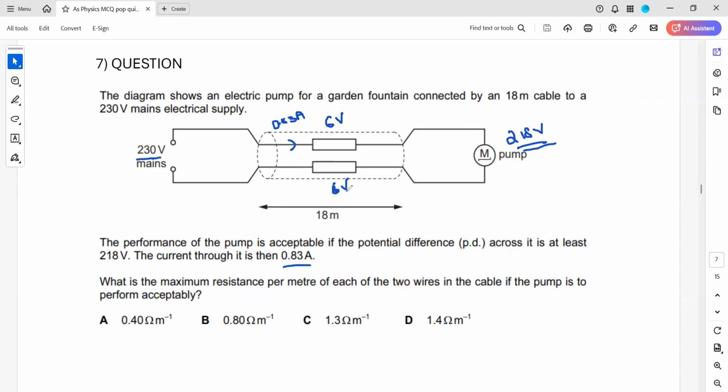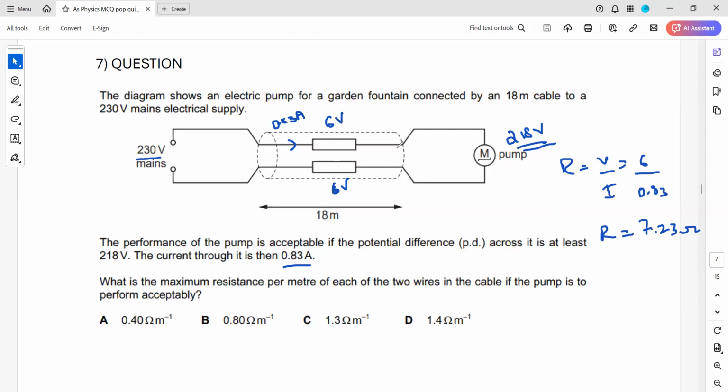So first we'll find the resistance. How to find the resistance? Resistance is the ratio between voltage and current. So what is the voltage? The voltage is 6. And what is the current? 0.83. So 6 divided by 0.83. What's the answer? 7.23. Okay. So the resistance is 7.23 ohm.